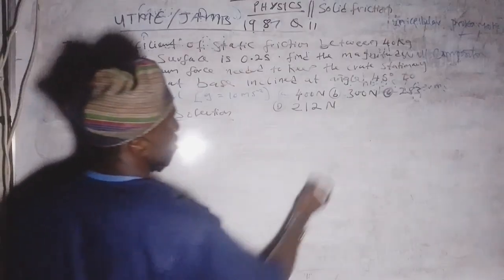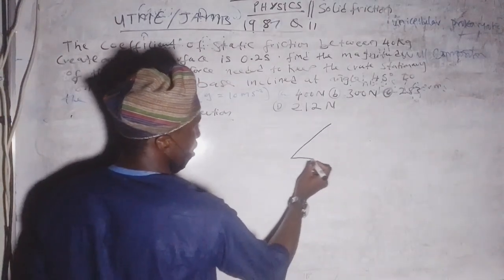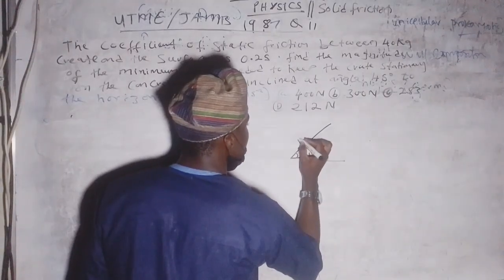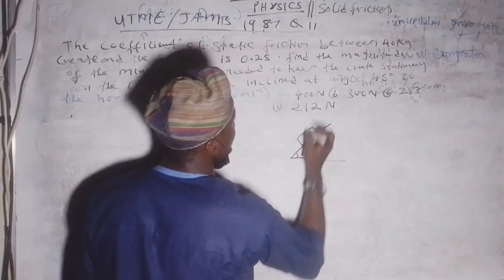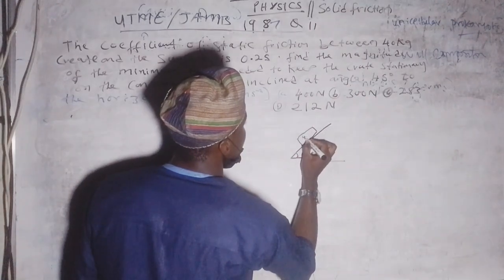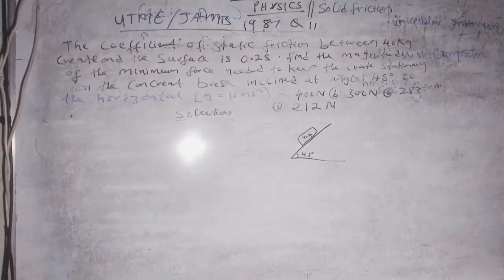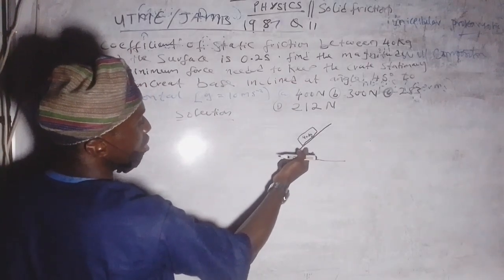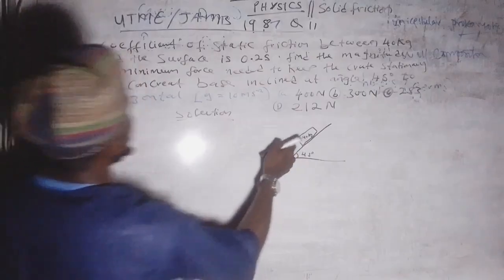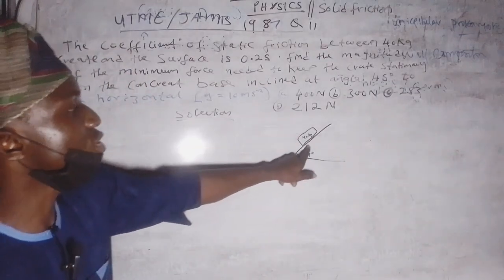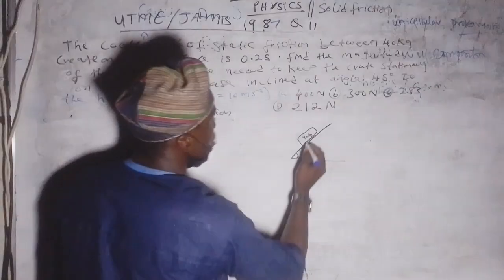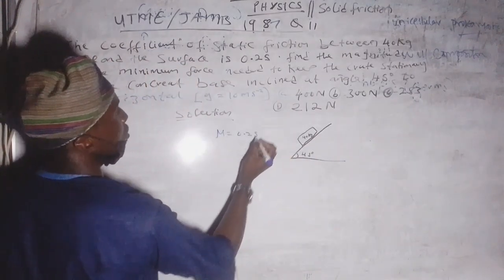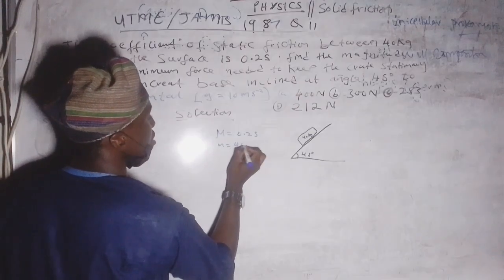What they are trying to say here is that there is a concrete inclined at angle 45 degrees to the horizontal. There is a crate on it, and the mass of the crate is 40 kilogram. Do you understand? So the coefficient of static friction between this crate and the concrete is 0.25. Our mass equals 40 kilogram.